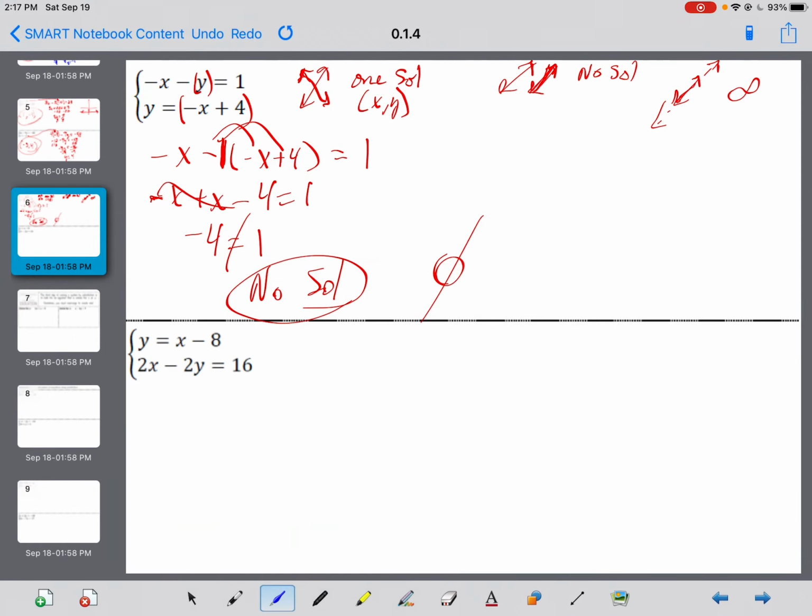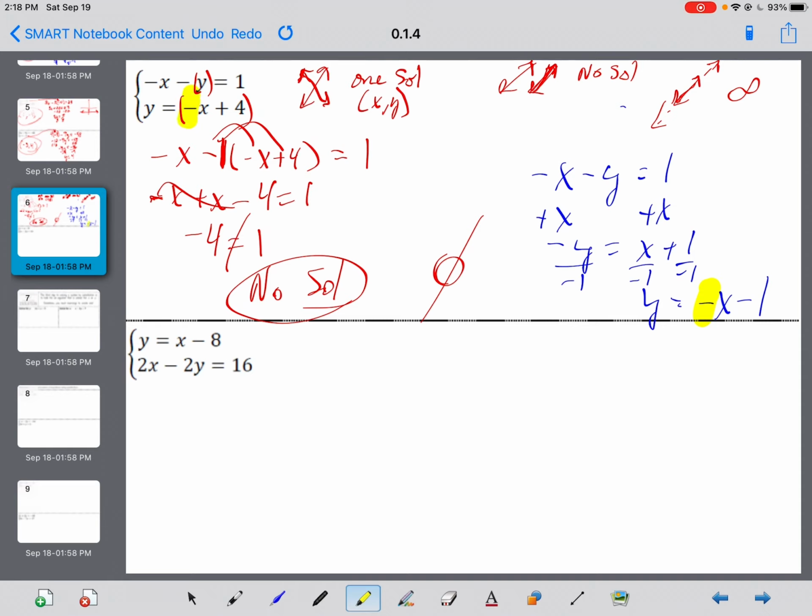So let's look at what happens if we were to rearrange that -x minus y equals 1. Let's see, if we add x, we get -y equals x plus 1, and then we divide by a negative everybody, you get y equals -x minus 1. And look at our slopes, this slope, that slope, same slope, but different y-intercepts, +4, -1, no solution. Okay, so you can do that rearrange and look for it, or you can do the plug-in and see what mathematically you get. So let's try this one.